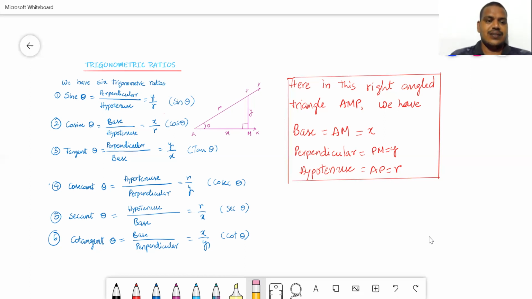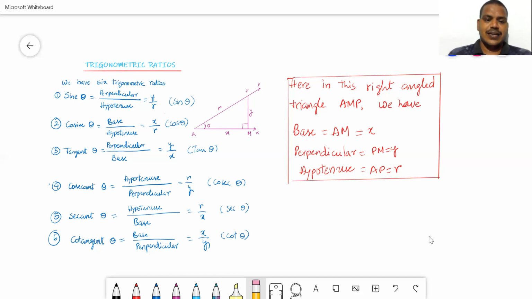The first one, sine theta, is equal to perpendicular by hypotenuse, that is PM by AP, which equals Y by R. We can write it as sin theta, read as sine theta. The second one is cosine theta, which is equal to base by hypotenuse. That means AM by AP, which is X by R. We can write it as cos theta, read as cos theta.